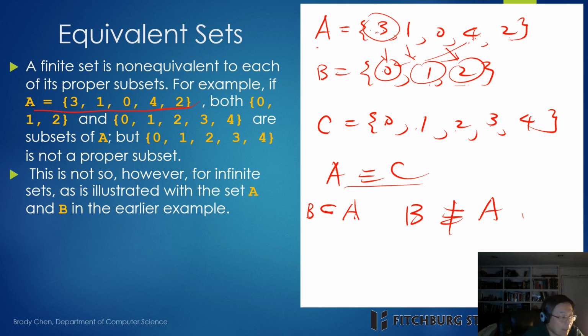So for finite sets, if one set contains a smaller number of elements than the other one, then these two sets cannot be equivalent. They have to contain the same number of elements. Now this is not true, however, for infinite sets, as illustrated with the sets A and B in the earlier example, or in our example Sn and En, where En is a proper subset of Sn.